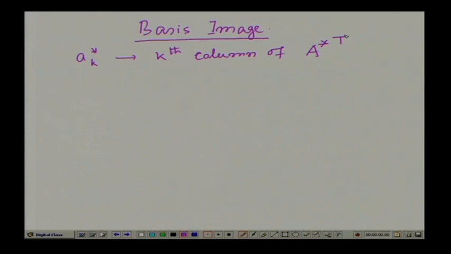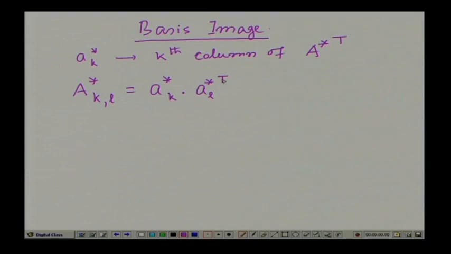Now, if I define the matrices A k L star as A k star into A L star transpose, you find that A k star is the kth column of the matrix A star transpose, and A L star is the lth column of the matrix A conjugate transpose. So, if I take the product of A k star and A L star transpose, then I get the matrix A k L star.